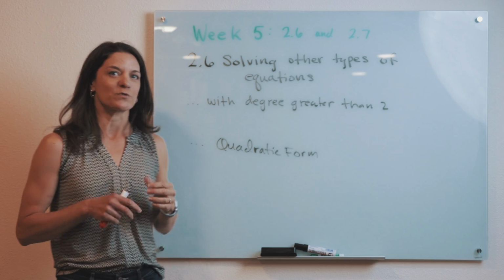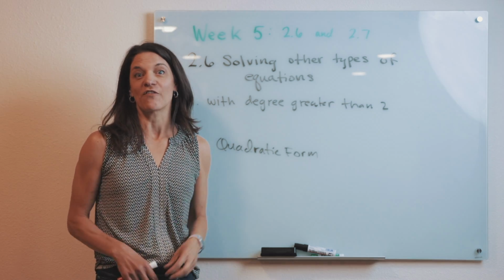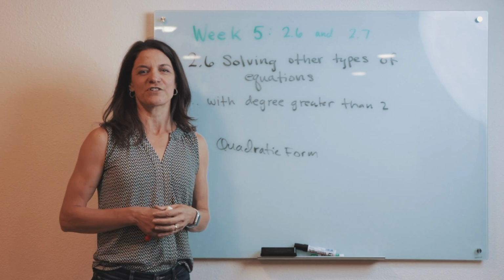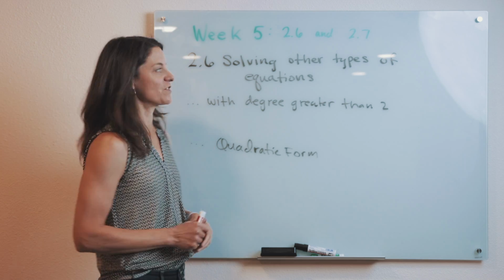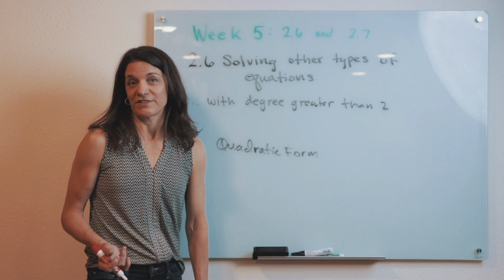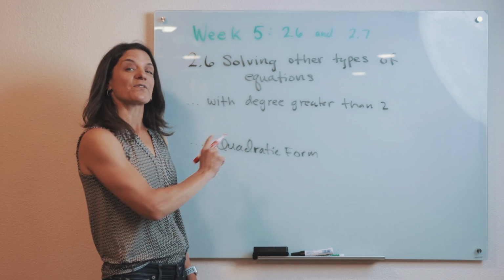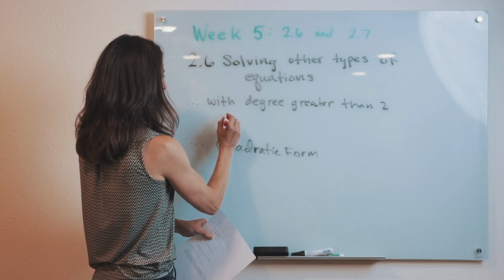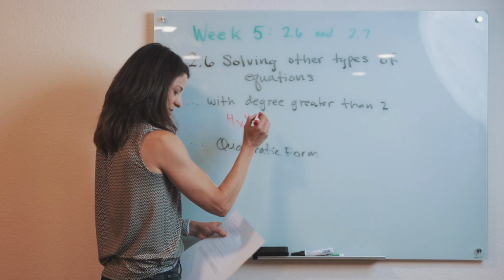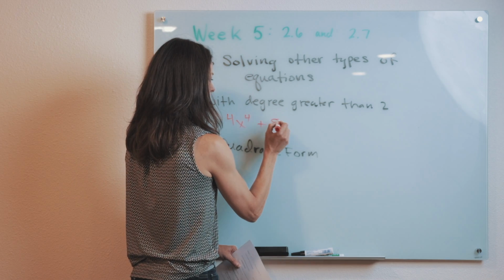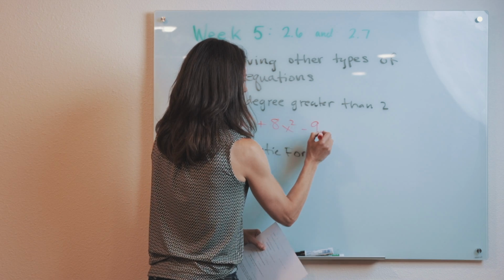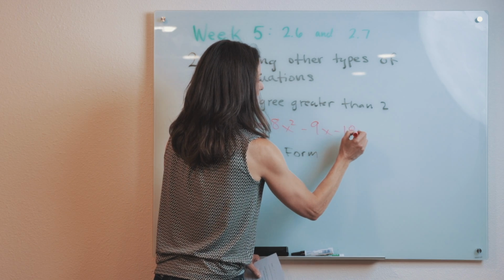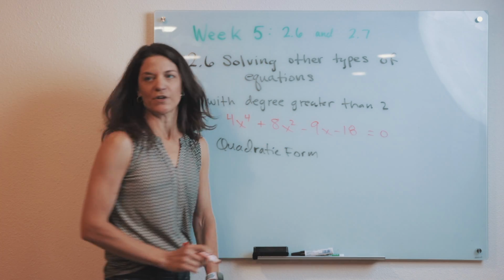So 2.6, we're still solving equations. We're solving other types of equations, and there's going to be 4 different types of equations that we're going to solve in this section. So one type of equation we're going to solve are those with degree greater than 2. An example would be 4x to the 4th plus 8x squared minus 9x minus 18 equals 0.